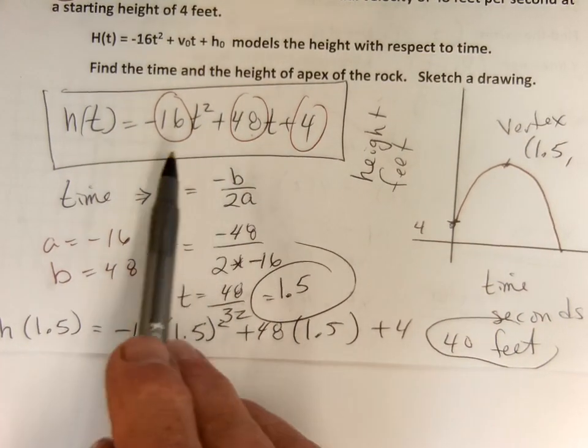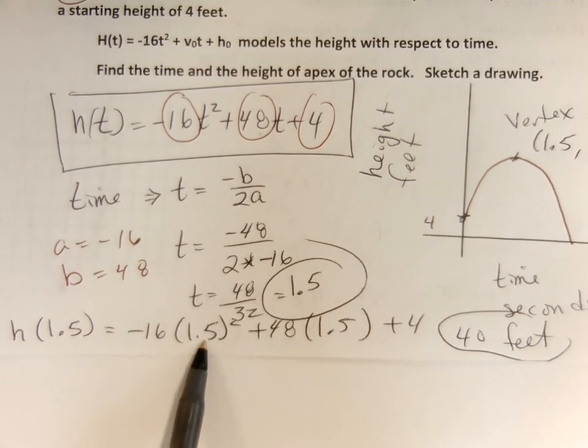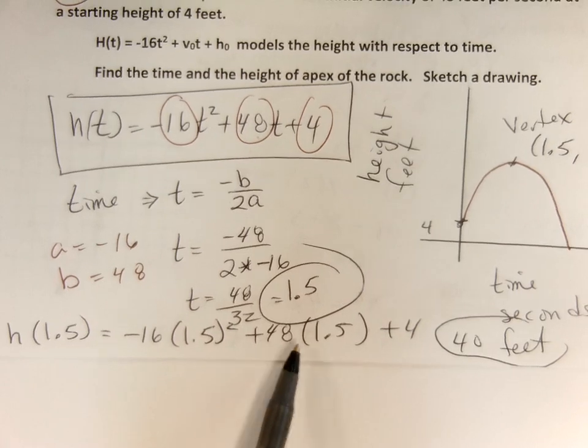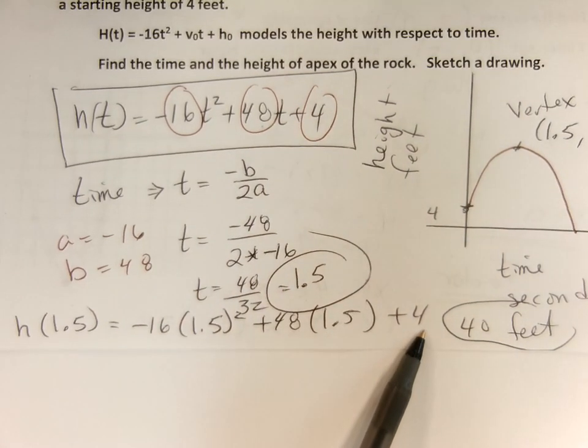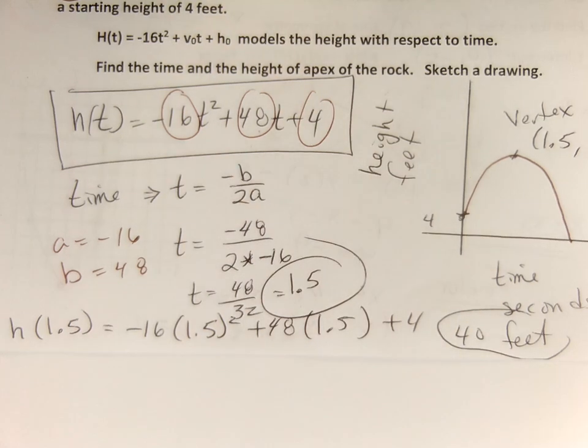And then for the height, I just had to plug it in. So I plugged my 1.5 in for t. So I went negative 16 times 1.5 squared plus 48 times 1.5 plus 4. I used my calculator, and I got 40 feet. Okay, that's all she wrote. There was an assignment. If you need any help, just please come in and ask.